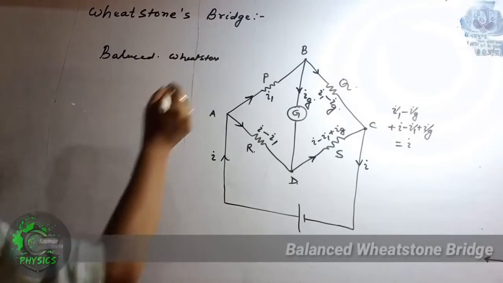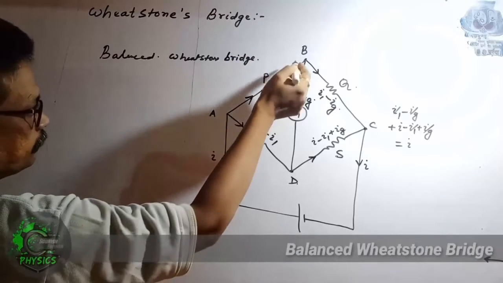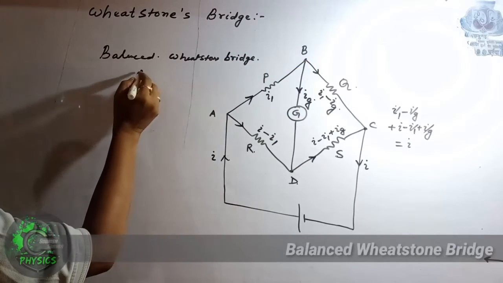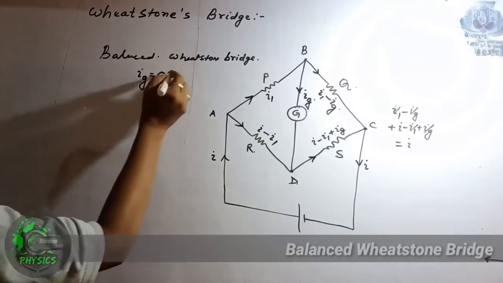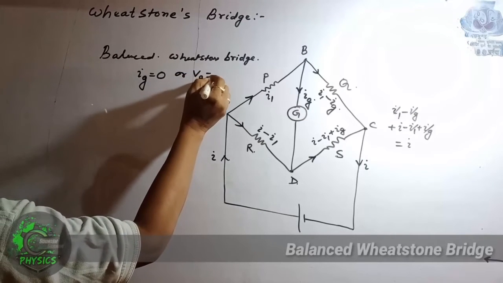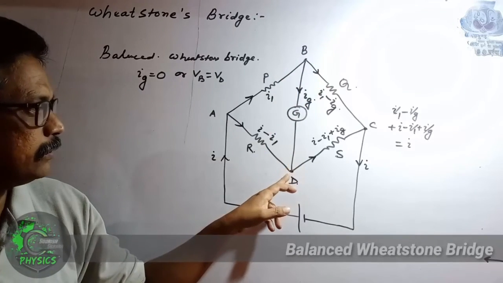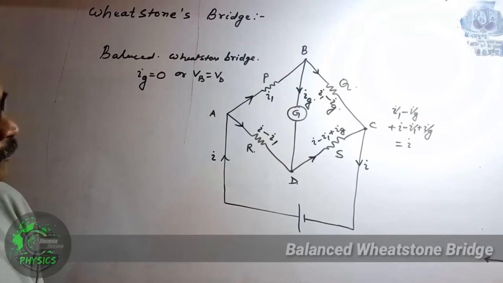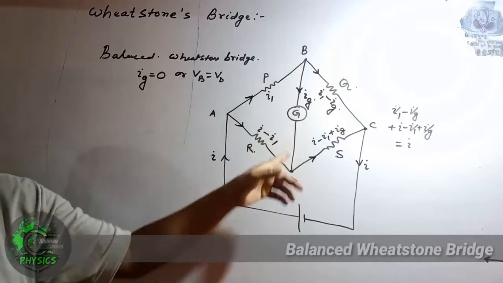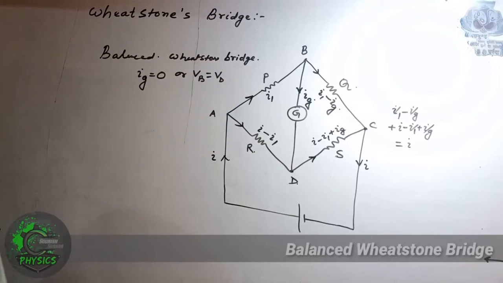Balanced Wheatstone bridge is a bridge in which no current flows through BD, meaning in this case Ig must be equal to 0, or you can say VB equals VD. If the potential of point B and the potential of point D are both equal, then the potential difference between B and D will be 0. In that case, no current will flow along BD, and such a Wheatstone bridge is called a balanced Wheatstone bridge.